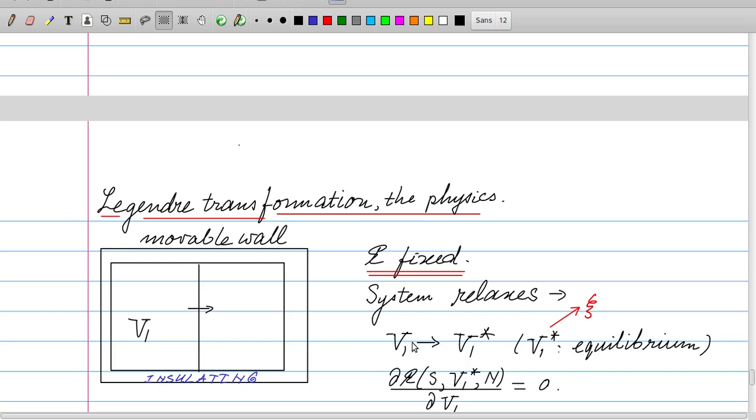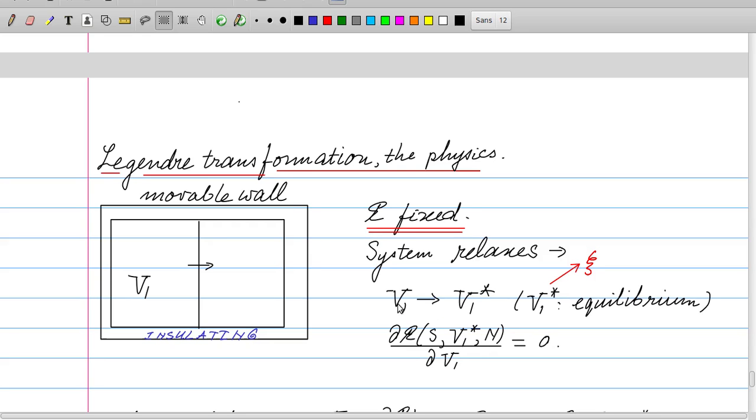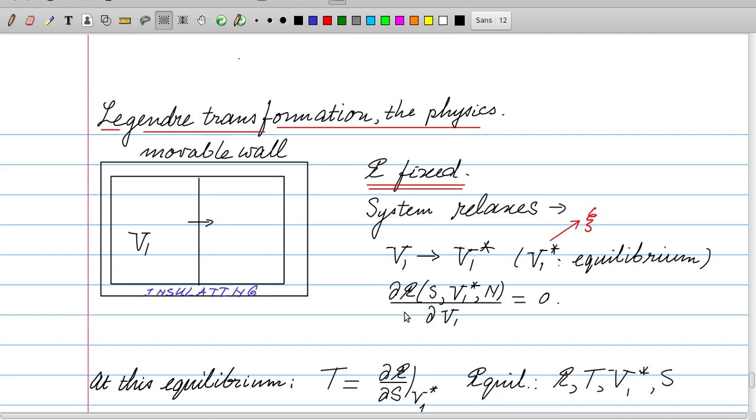Then the volume will reach its equilibrium value that we indicate by a star. So this is the variable psi, because we are not going to perform the Legendre transformation with respect to the volume, but we do that with respect to the entropy, the S. So at that equilibrium, we will find a certain temperature. The temperature is found as dE/dS at that equilibrium volume. And so we have an equilibrium situation where we know the energy, we have a temperature that we can measure, and we have an equilibrium for V1, indicated by the star, and there is an entropy associated with the total system.